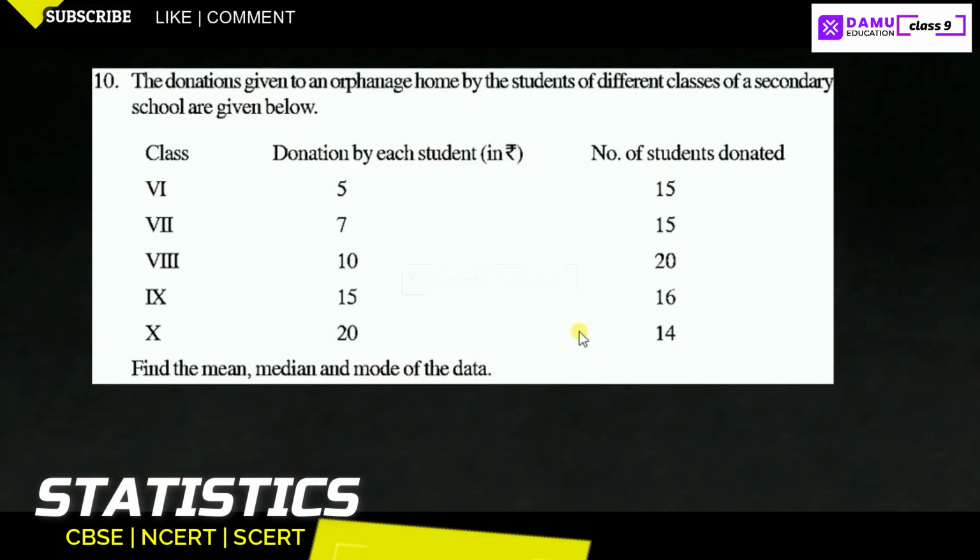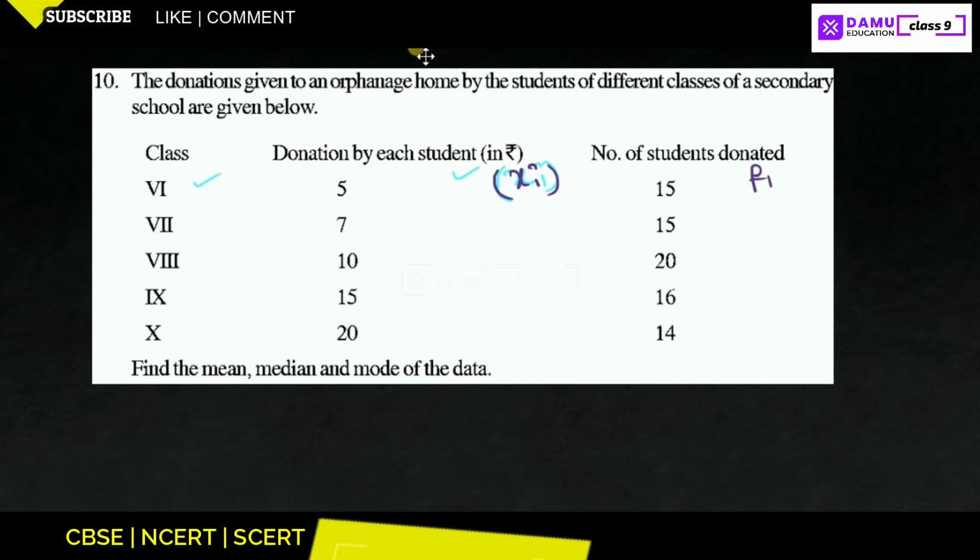So in this module, I want to discuss the 10th question. The donations given to an orphanage home by the students of different classes of a secondary school are given below. Here they are given the classes and the donation by each student. Let's take the donation by each student as xi, and the number of students will be the frequency.